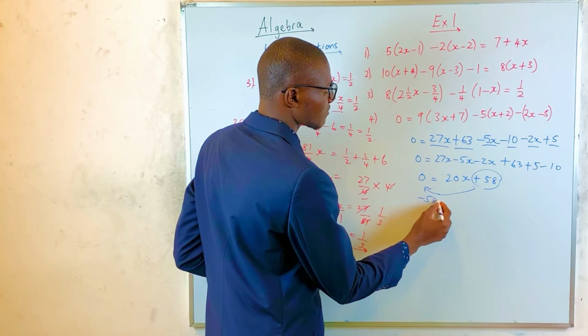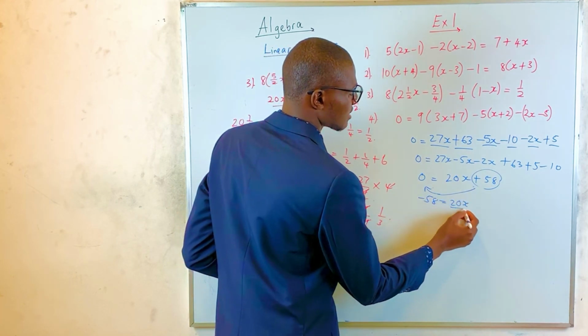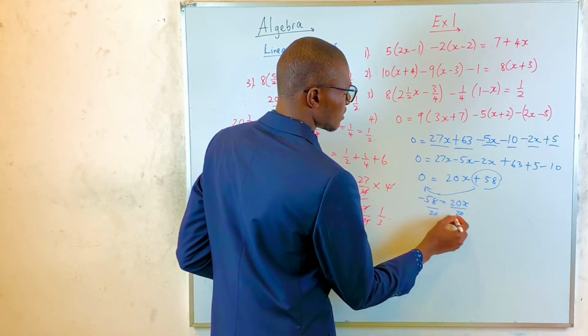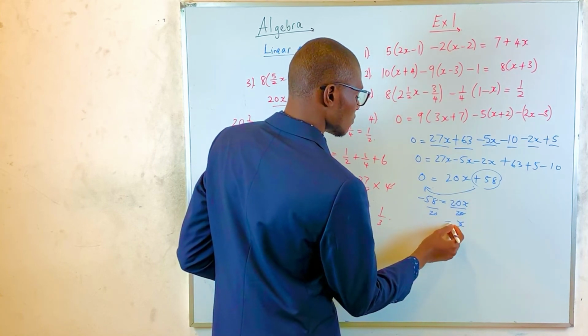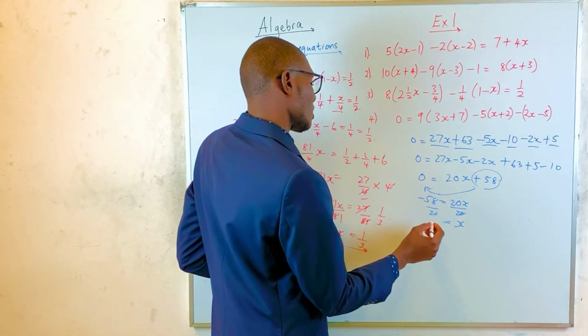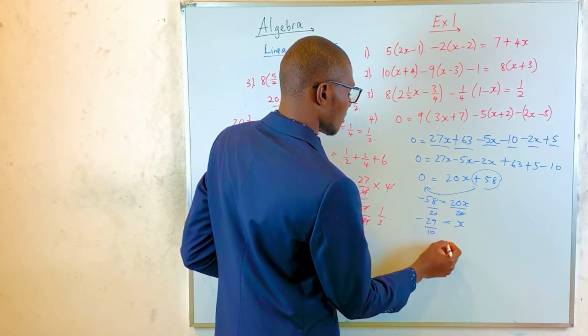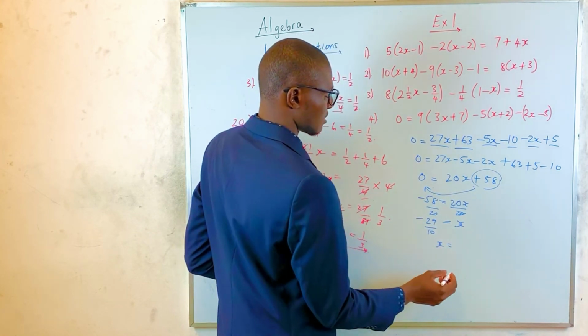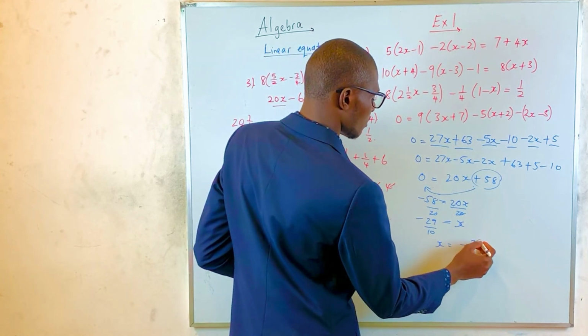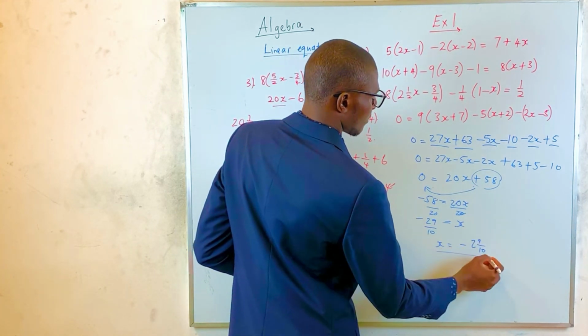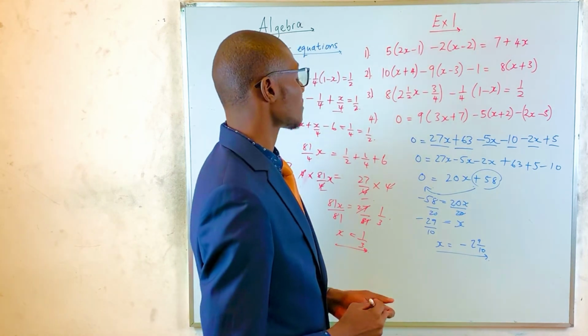So now if we take this to the left hand side, this constant plus 58 becomes negative. So we now have minus 58 being equal to 20x. And if we divide both sides by 20, x will simply be equal to minus 29 over 10. So we can write this as x is equal to minus 2 and 9 over 10. Right, so this is how we solve for x for number 4.